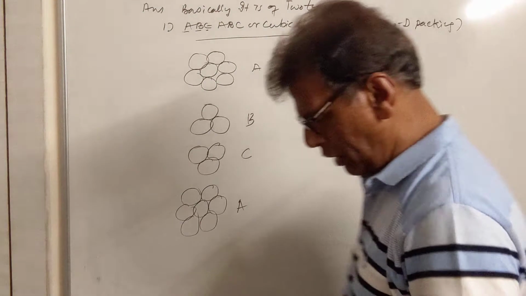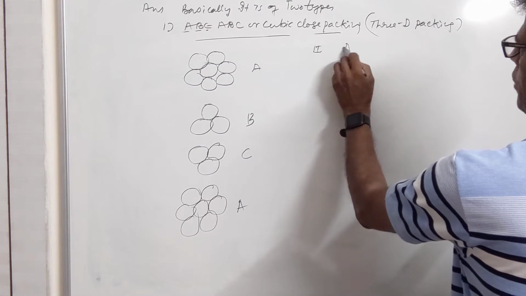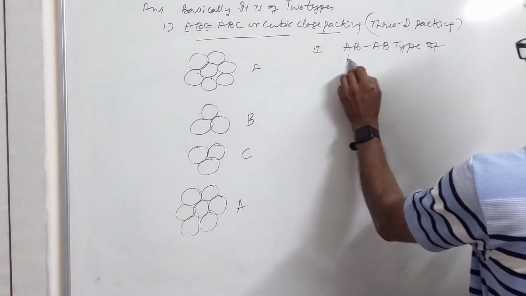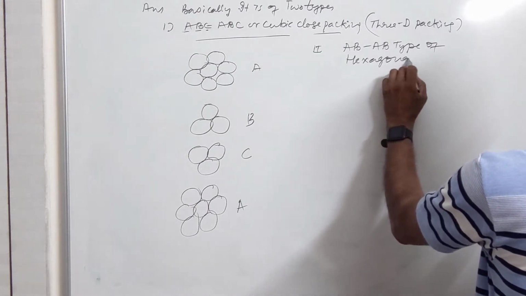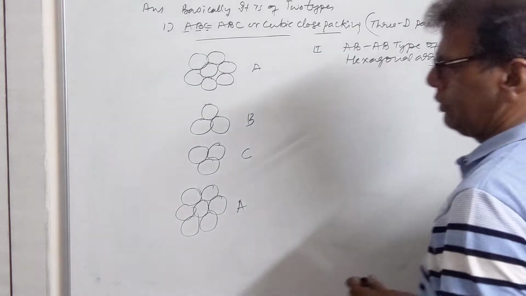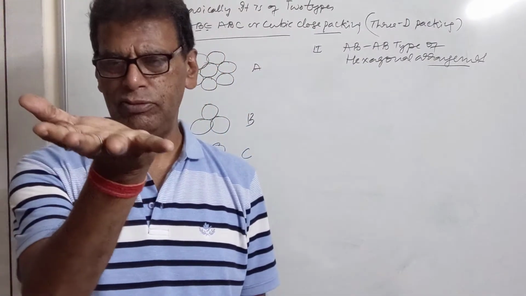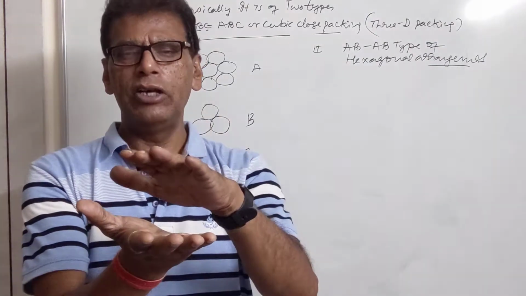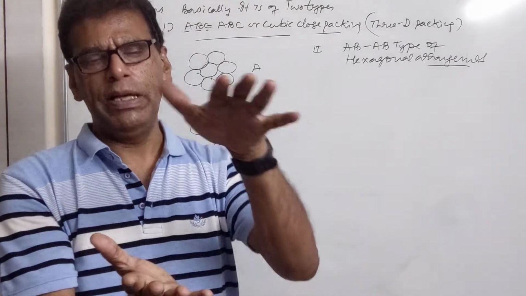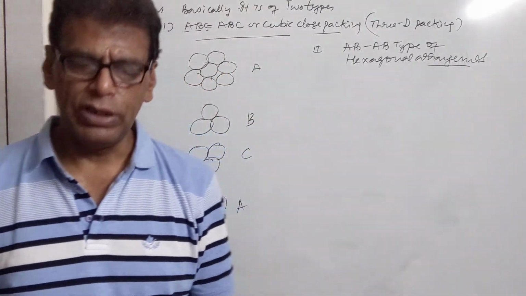So ABC type of arrangement, and then we have the second arrangement, that is AB type of arrangement or hexagonal arrangement. In hexagonal, the first layer of spheres is made first, then the second layer is placed on the voids of the first layer, and then when the third layer is placed on the voids, they exactly cover the first layer.